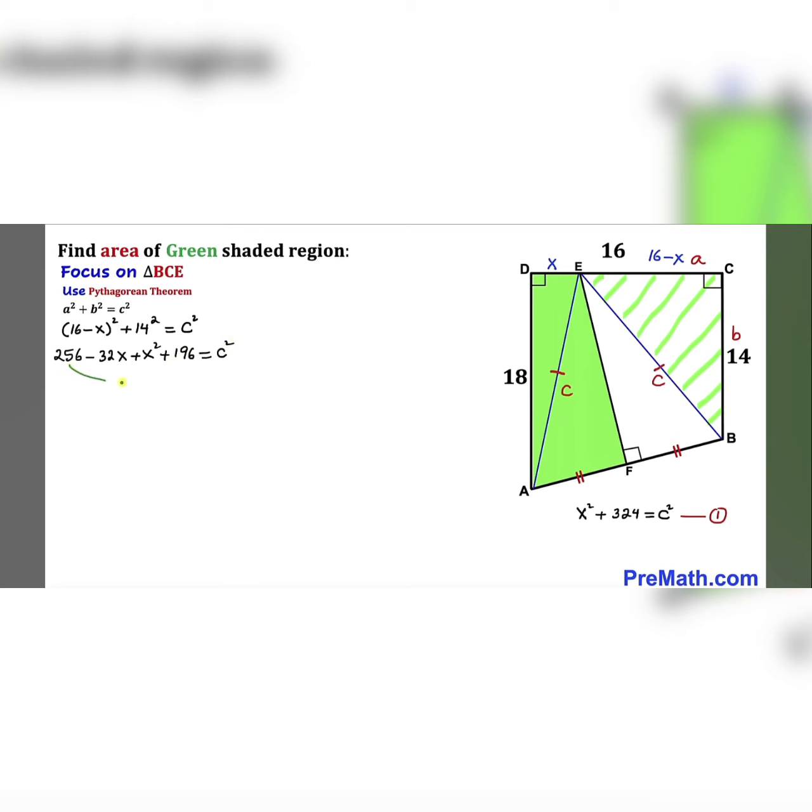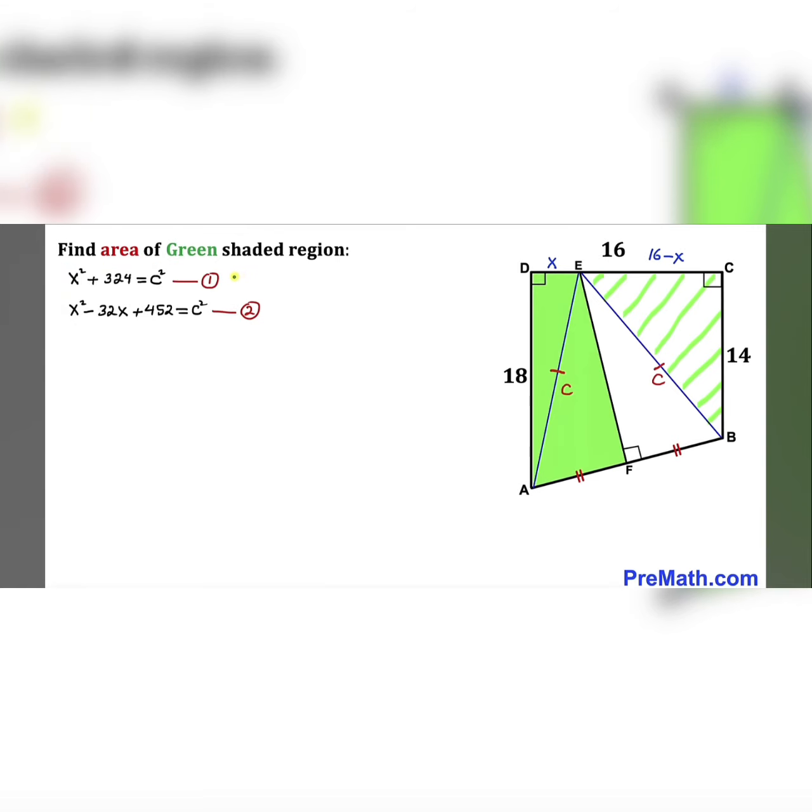Let's combine these like terms. So we can write this as x squared minus 32x plus 452 equals c squared. Let me call this our equation number 2. So we have ended up with equations 1 and 2.